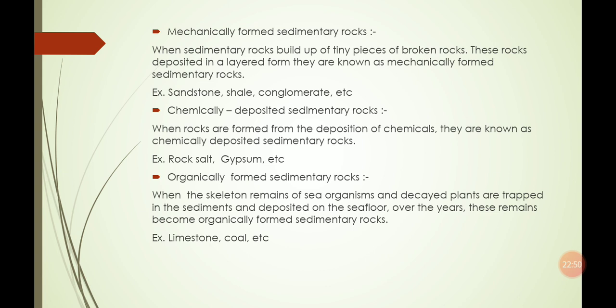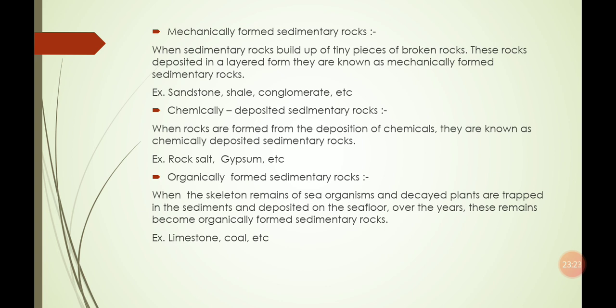Sometimes dead plants or the body of any animal come between two layers of the sediments. So that becomes the organically formed sedimentary rocks. What they produce is limestone, coal, etc. These are examples of it.